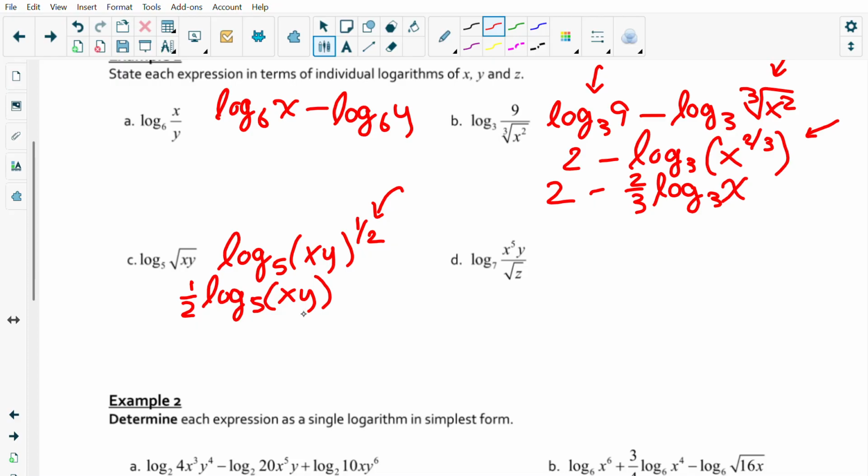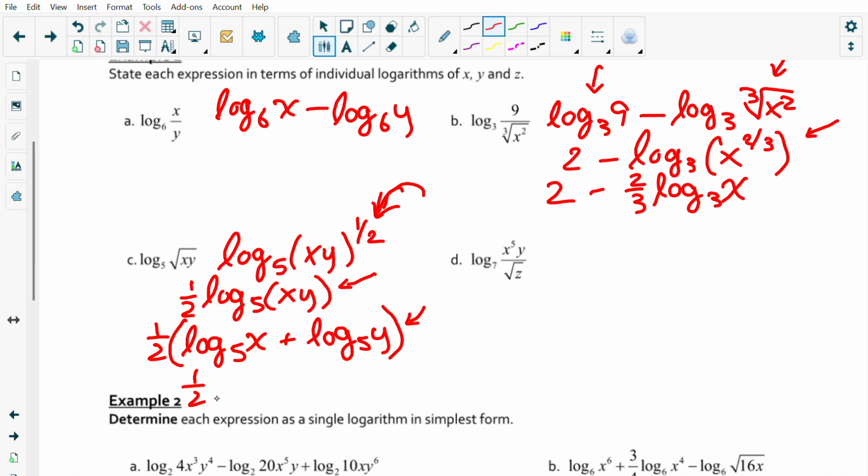Okay, keep going. I see a product law inside the parentheses, so it's 1/2, and then put a giant parentheses there. Two things we're going to write, log base 5 of x plus log base 5 of y. Sorry, this one is the product law. The previous one was the power law. And then just distribute: 1/2 log base 5 of x plus 1/2 log base 5 of y.